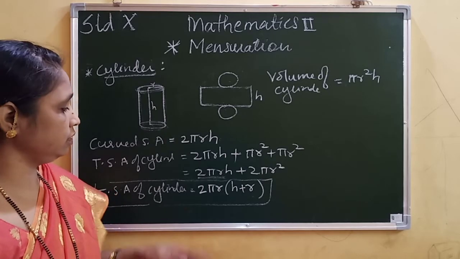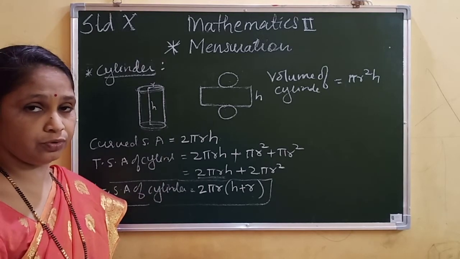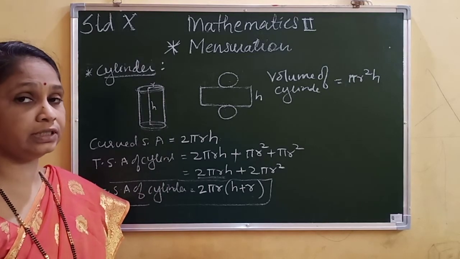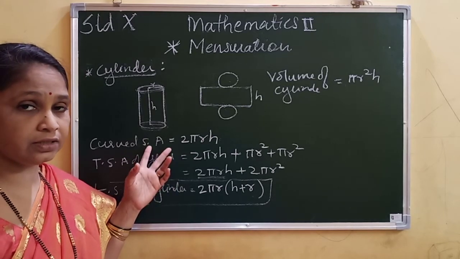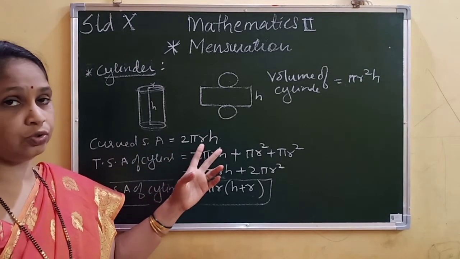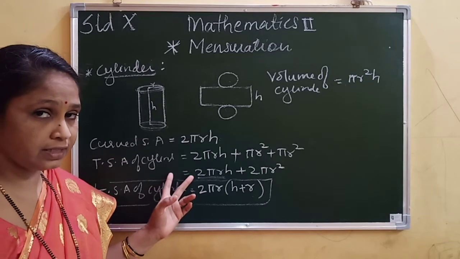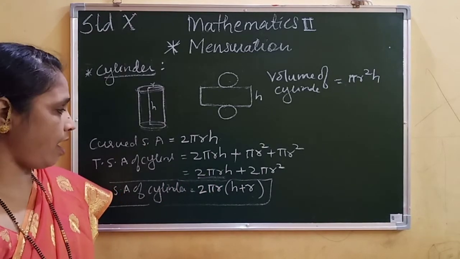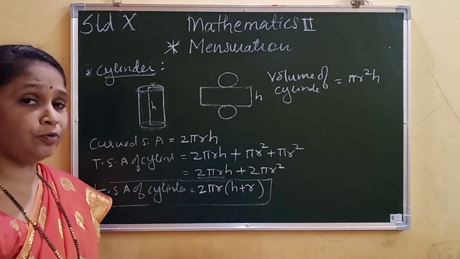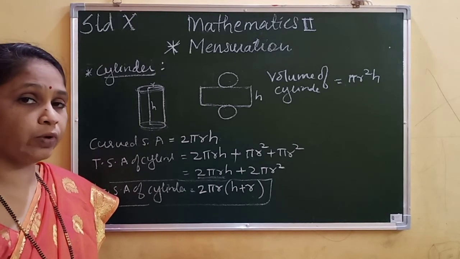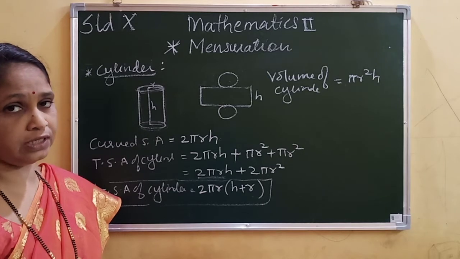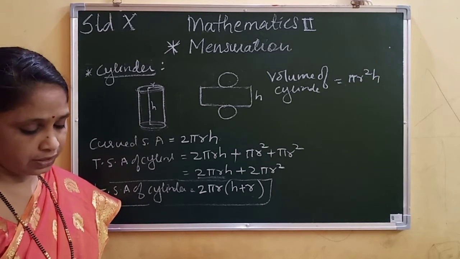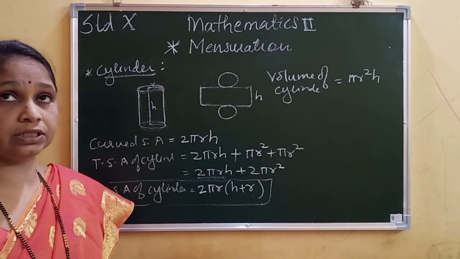Okay. Now see, is it easy for you to remember the formulas? The curved surface area of a cylinder is 2 pi r h. So total surface area of a cylinder is what? 2 pi r bracket h plus r. And the volume of a cylinder is pi r square h. Now the next figure which we have to study is the cone.